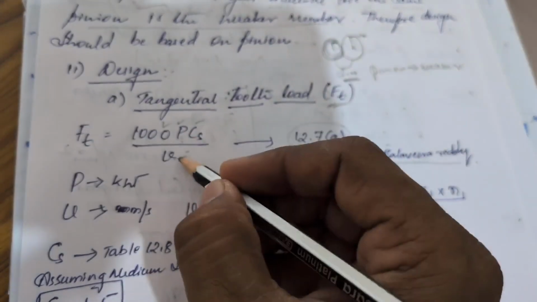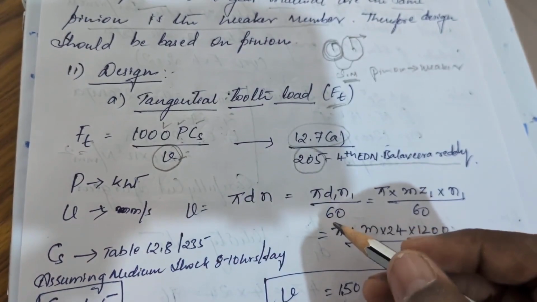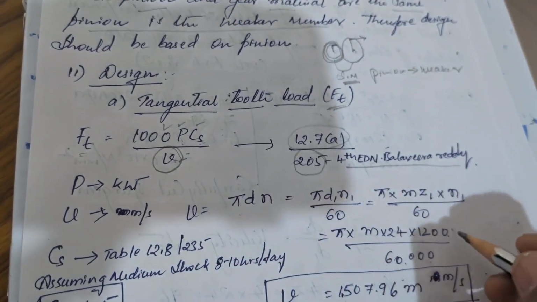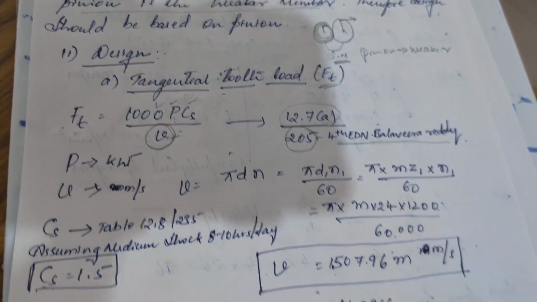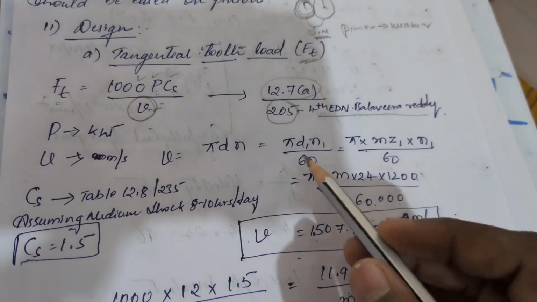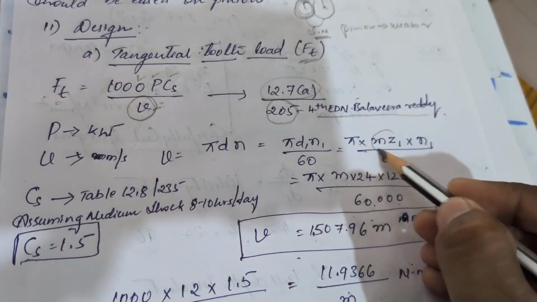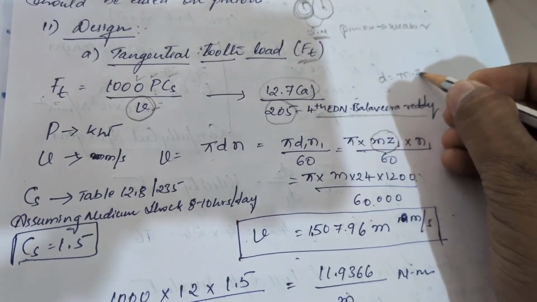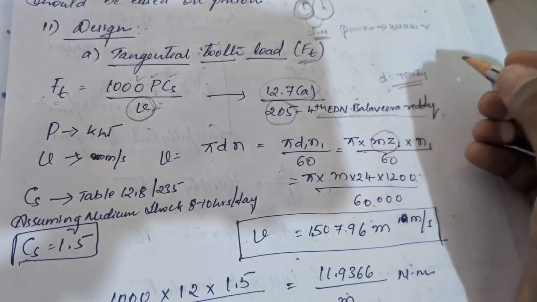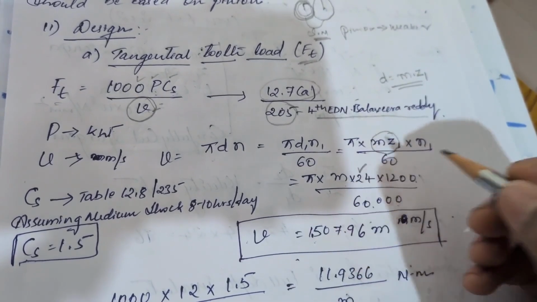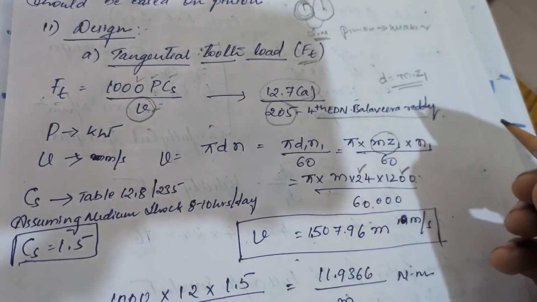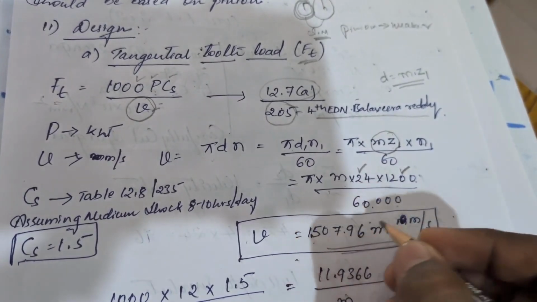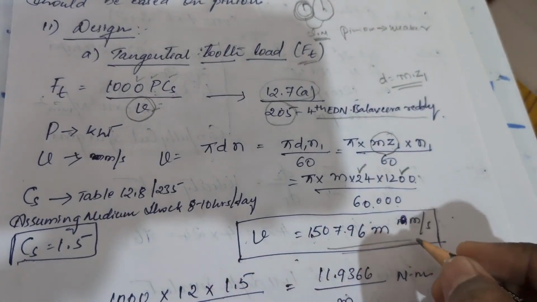So first we need to calculate the V value. V is nothing but the velocity, the pitch line velocity, which is given by pi d n1 by 60,000, where you will be getting the value in meter per second. As you can see, pi into d, I will write it as m into z1. So as you know, d is equal to m into z1. That is the formula. So z1 is known to you, 24, n1 is the pinion speed, divided by 60,000, you will get it in meter per second. So it is 1.50796. That is the value.